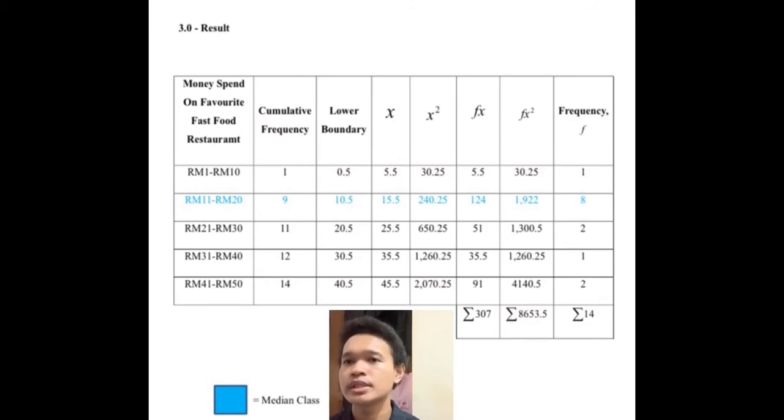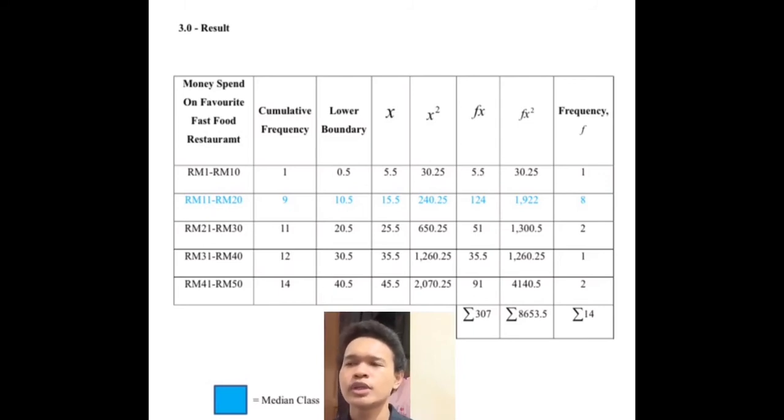14 for the frequency. Okay, next we move to cumulative frequency. How to get cumulative frequency? Cumulative frequency we get based on the frequency. So the first frequency is 1, so we put 1 at the first row of cumulative frequency, and then we just add 8 to get 9, so 9 plus 2 equals 11, 11 plus 1 equals 12, 12 plus 2 equals 14. So we get the last row of the cumulative frequency is 14.